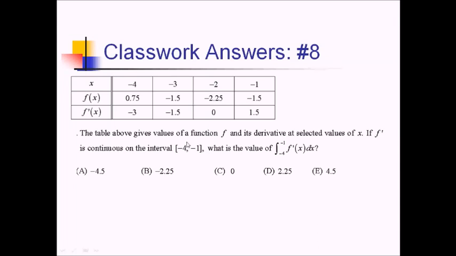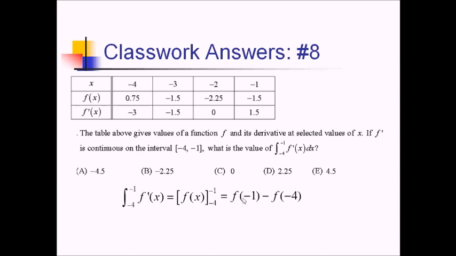On this problem, we have a table with values of both f and f prime at selected x values, and we're also told the derivative f prime is continuous from -4 to -1. We want the value of the integral from -4 to -1 of f prime. So the antiderivative of f prime is going to just be f. So we're evaluating that from -4 to -1. So I've got f of -1 minus f of -4.